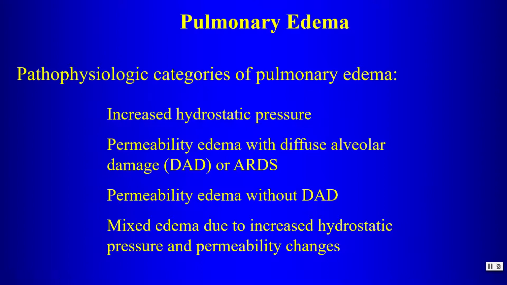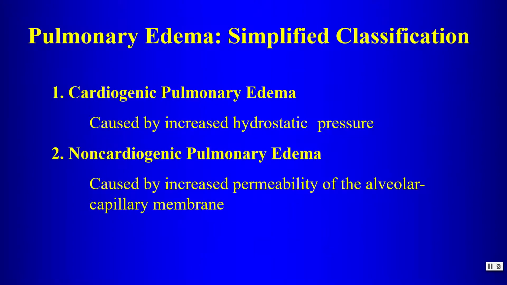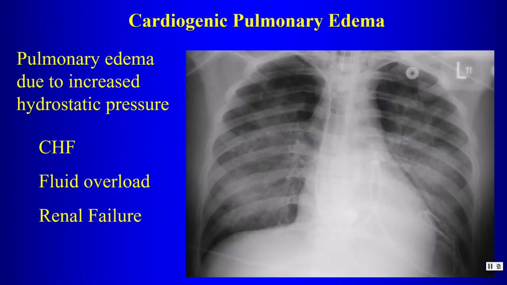So in medicine, they divide the pathophysiologic categories of pulmonary edema into this classification. You can have increased hydrostatic pressure, you can have permeability edema with diffuse alveolar damage, essentially ARDS. You can have permeability edema without ARDS, or you may have a mixed edema. But in radiology, we want to keep it simple, so we will divide it into cardiogenic pulmonary edema caused by increased hydrostatic pressure, or non-cardiogenic pulmonary edema caused by increased permeability of the alveolar capillary membrane.